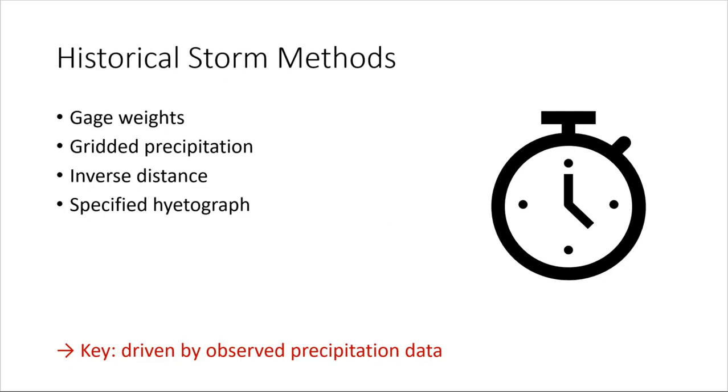Gage weights is a method for combining information from multiple precipitation gauges and can vary the combination of gauges for each subbasin in the model. Gridded precipitation is just what the name says, a way to use gridded precipitation products as a boundary condition. Inverse distance is also a method for combining information from multiple precipitation gauges using inverse distance interpolation.